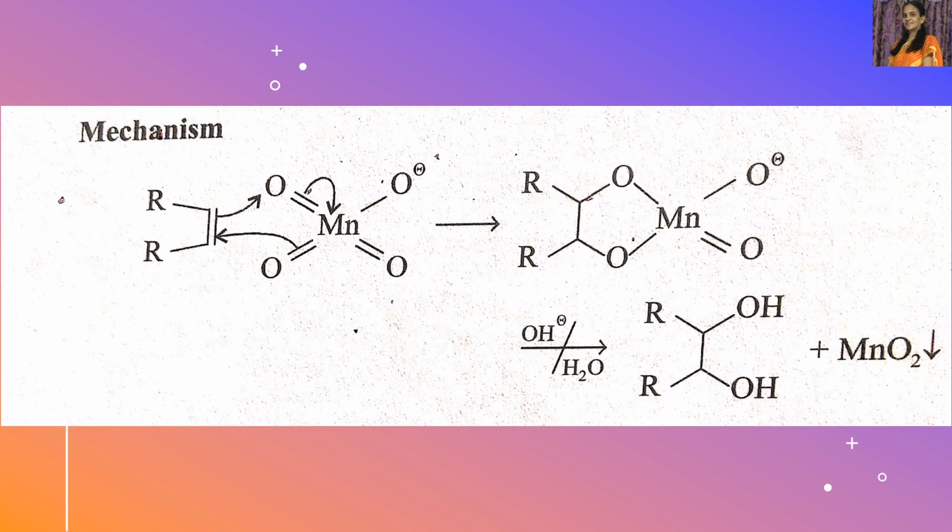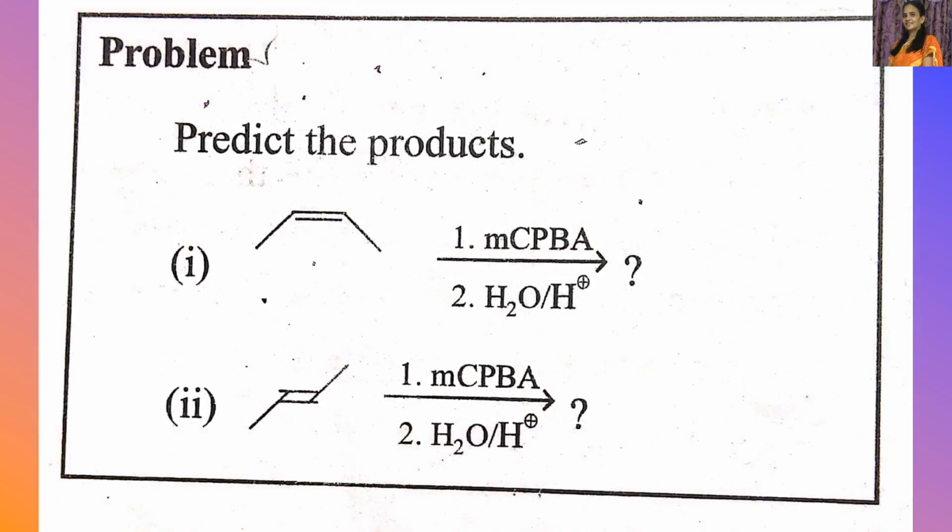So this is the reaction mechanism where an alkene combines with potassium permanganate to form a manganate ester, and this manganate ester undergoes basic hydrolysis to form a syn glycol as a final product. This is about the reaction mechanism of permanganate hydroxylation. Now let us see the different questions related to today's topic.